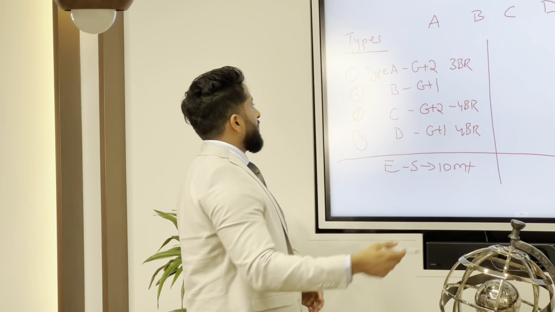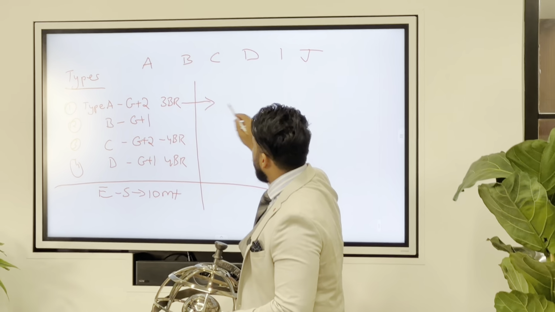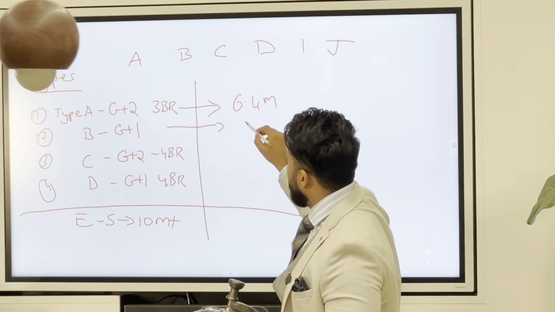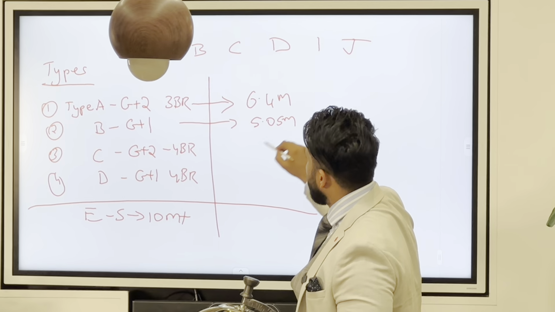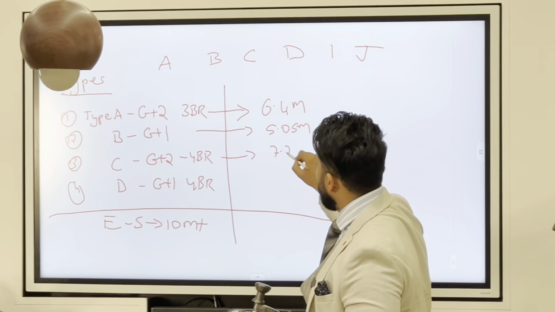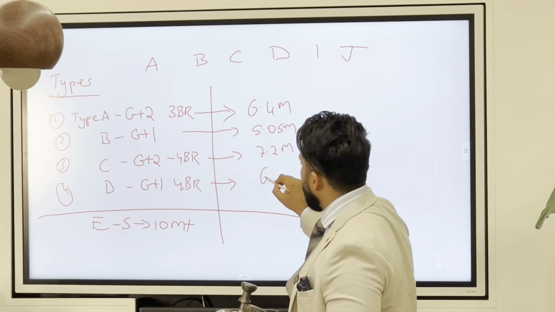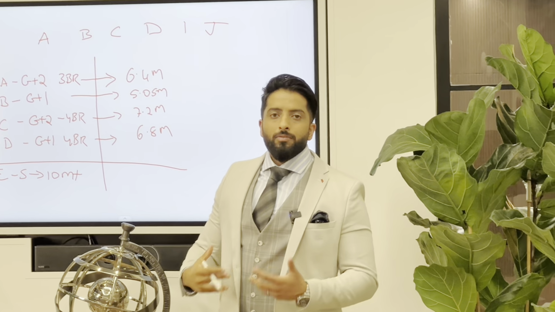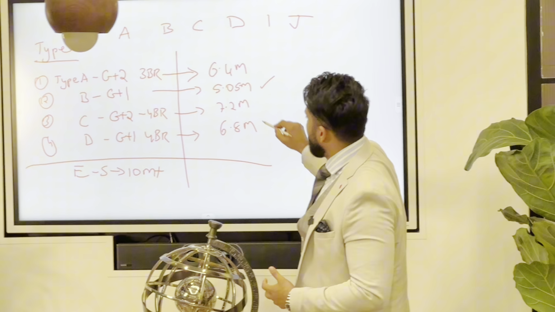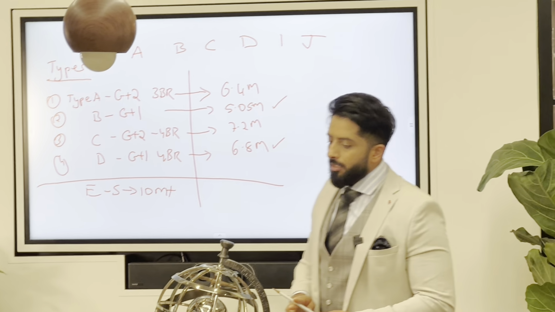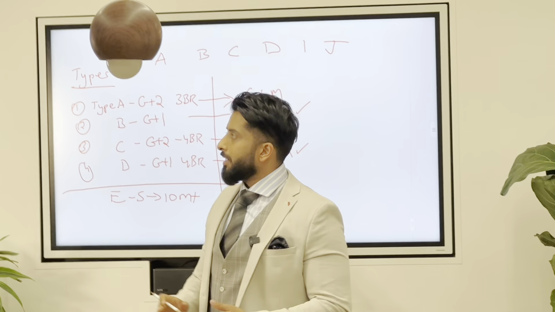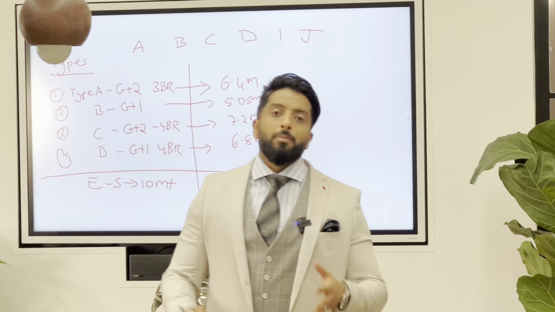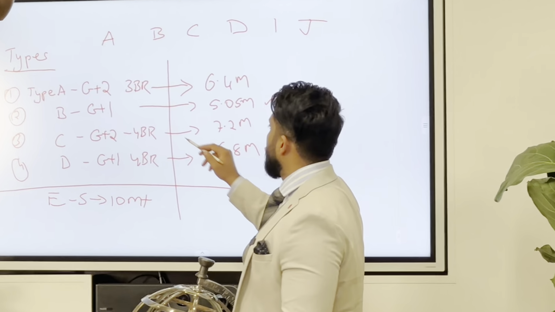Now, to further break it down, these are priced at close to 6.4 million, 5.05, 7.2 and 6.8. I was targeting for my investors these two price brackets, because in a G plus 2 it does seem nice, but like I've mentioned to all my investors, do not get emotional when it comes to investment. So we stuck to these two.